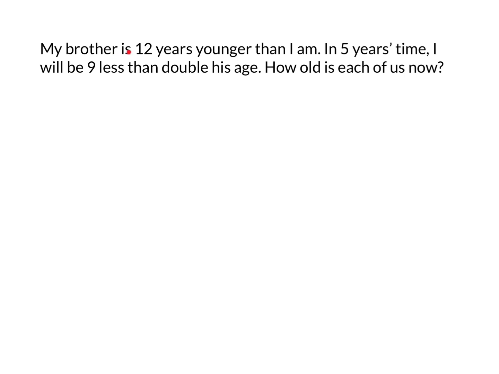My brother is 12 years younger than I am. In 5 years' time, I will be 9 less than double his age. How old is each of us now? With worded problems for simultaneous equations, always start by letting x equal one of the things you're trying to find and y the other. So I'll let x equal my age and y will be my brother's age.